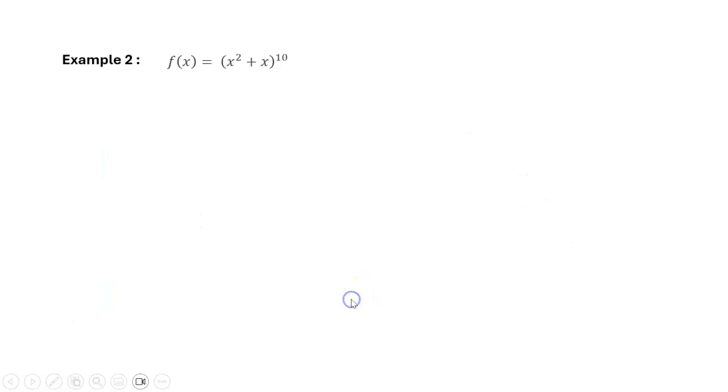Let's look at another example. f of x is the quantity x squared plus x all to the 10th. Now note that f is playing the role of the overall function here. In the previous example, it was one of the functions that was being composed, but here it's the overall function. So let's pick out our inner and outer function. I think the inner is x squared plus x. That's what you would do first. Take the input, square it, and add it to itself. Then the outer is raising to the 10th power.